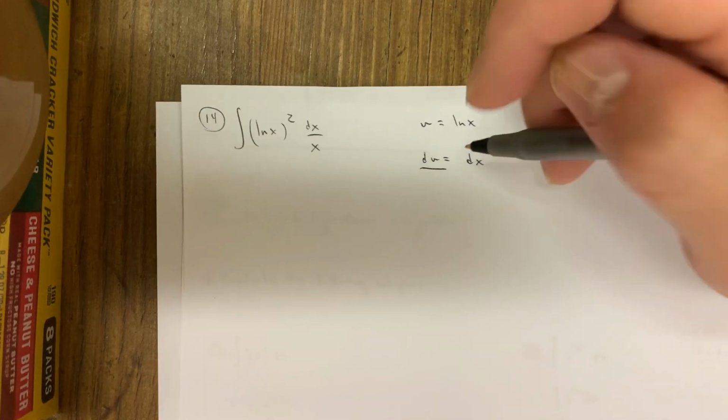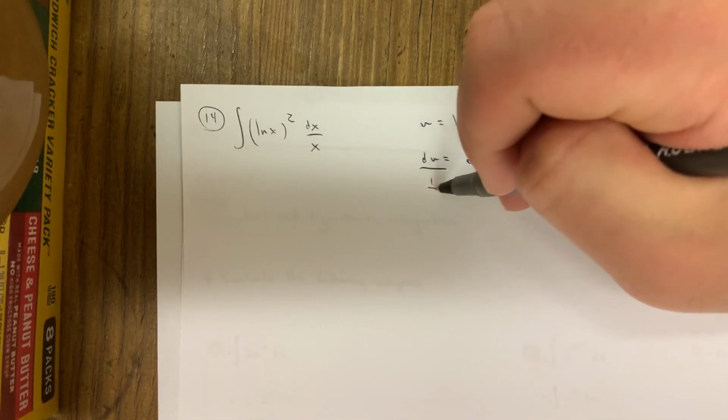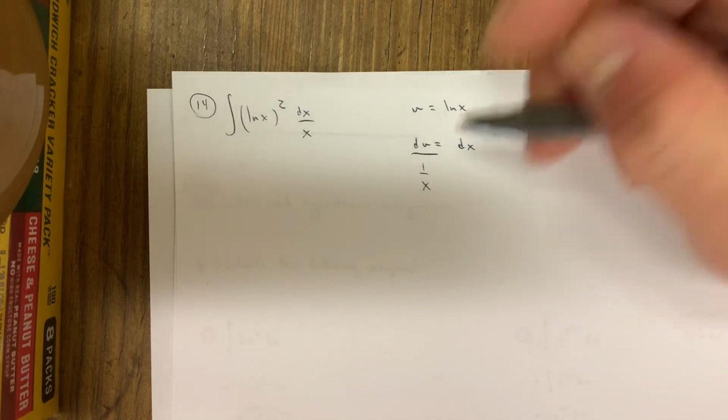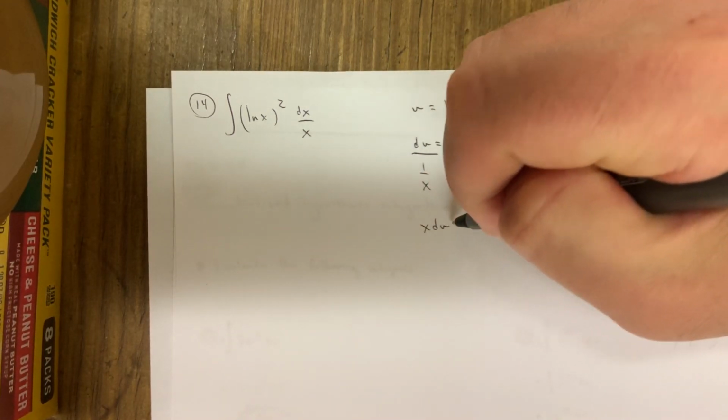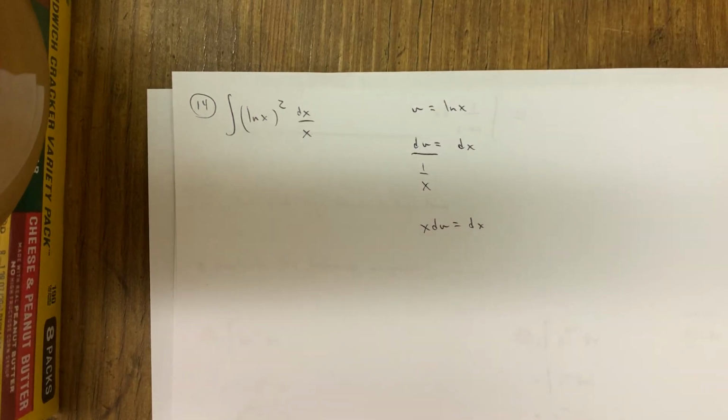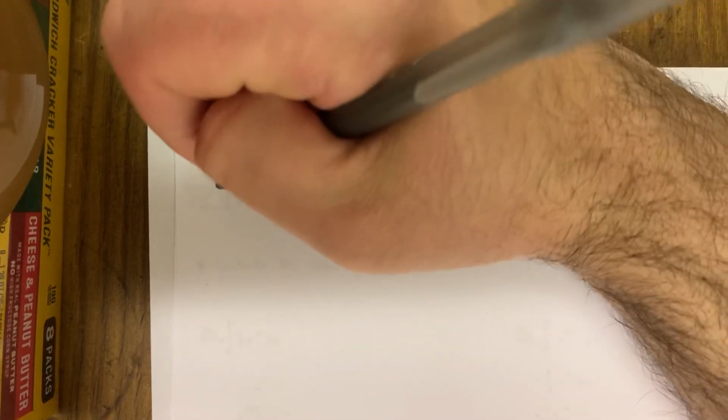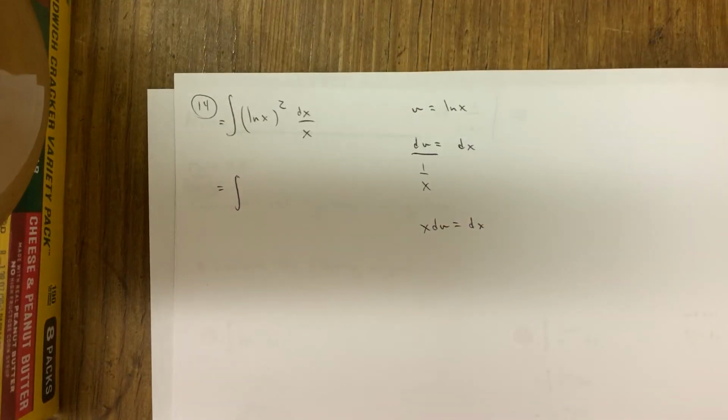You could just dive into it and be like, all right, so du over the derivative of u, we know the derivative of ln x is 1 over x, is equal to dx. But only Claffey would divide by 1 over x. The rest of us would multiply by x. It's actually pretty simple over there. And now, it's funny. They call it u substitution. I think they should call it 2 substitution.